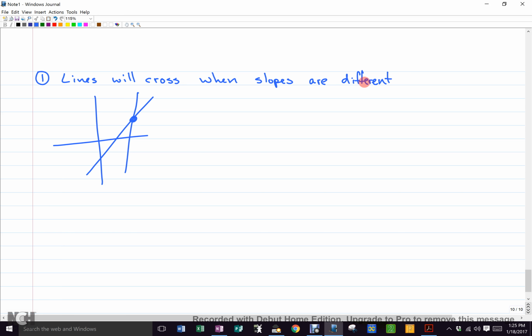What does that tell us? If slopes are different, you will have one solution. Everyone agree? All right. That should be what you are writing down in the blank at the bottom of your notes. The second thing you have to think about, what will happen with lines that are parallel?